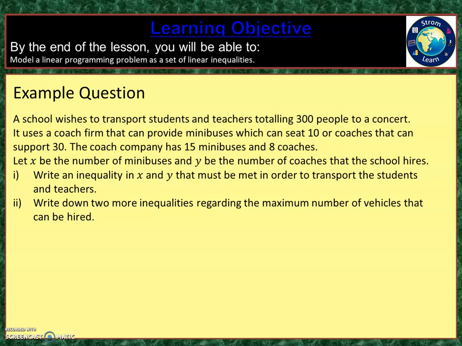A school wishes to transport students and teachers totaling 300 people to a concert. It uses a coach firm that can provide minibuses which can seat 10 or coaches that can seat 30. The coach company has 15 minibuses and 8 coaches. Let x be the number of minibuses and y be the number of coaches that the school hires. Write an inequality in x and y that must be met in order to transport the students and teachers.